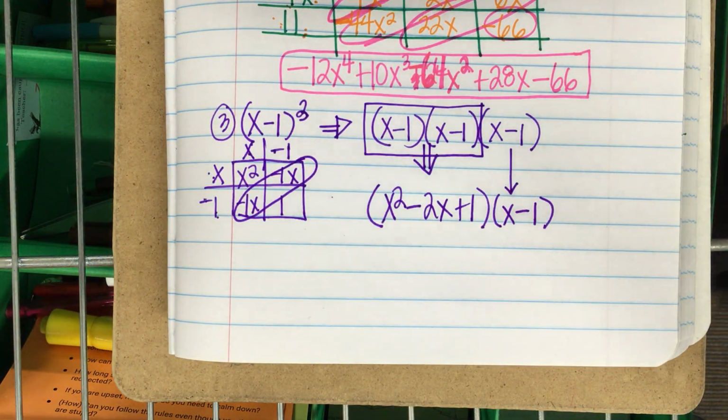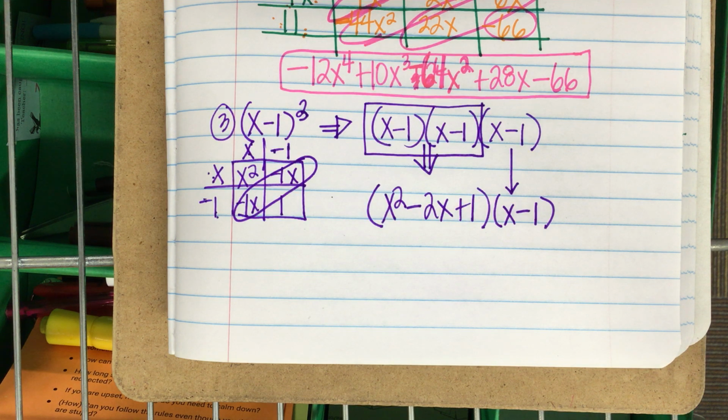I did x minus 1 times x minus 1, but my original problem had 3 binomials. I did the first 2 binomials and got an answer. But I had 3 of them. I only did 2 of them. So now I have to take that answer and multiply it by the third binomial, x minus 1.